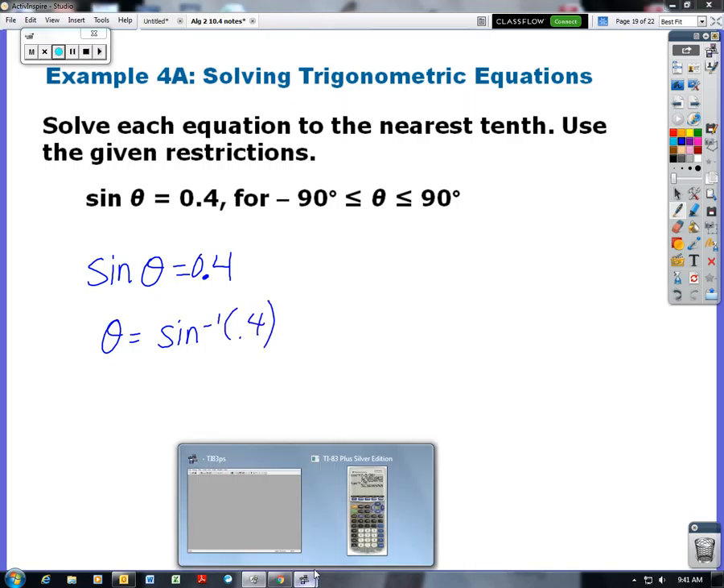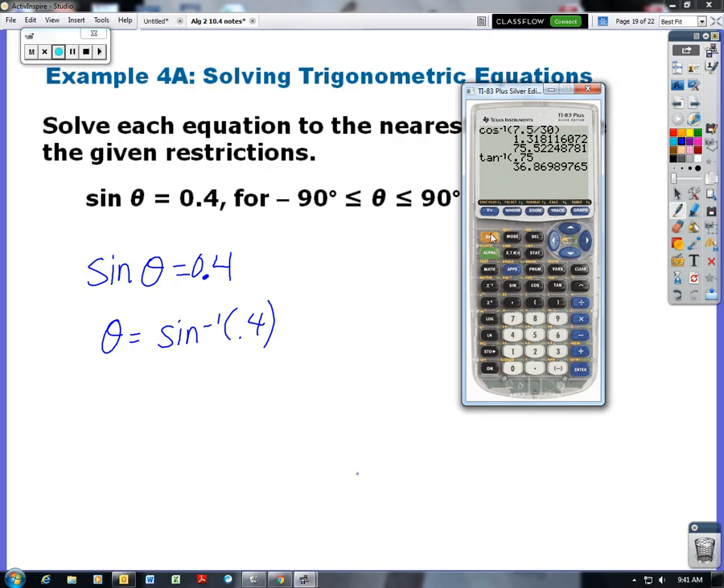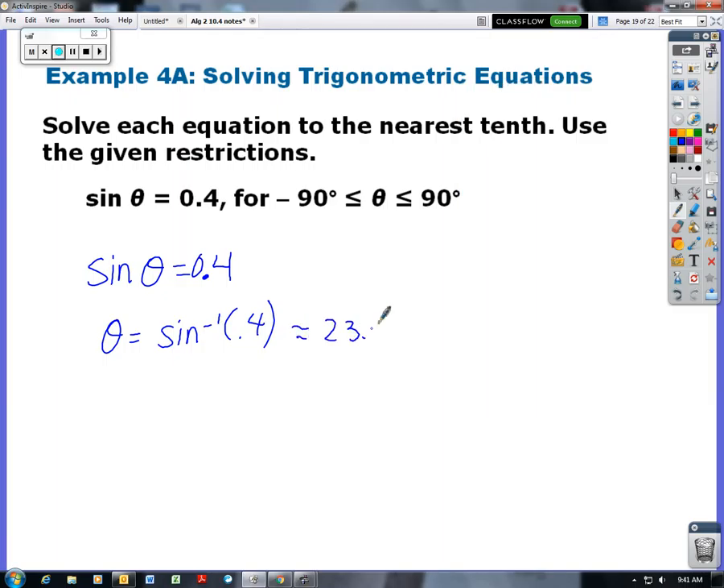So we do this. We go to our calculator. Second sine of 0.4. Enter. 23.58. But don't stop there. Look up here and make sure that our answer is in the interval that is given. And yes, 23.58 is between negative 90 and 90. So we don't have to worry about anything else. We did it.